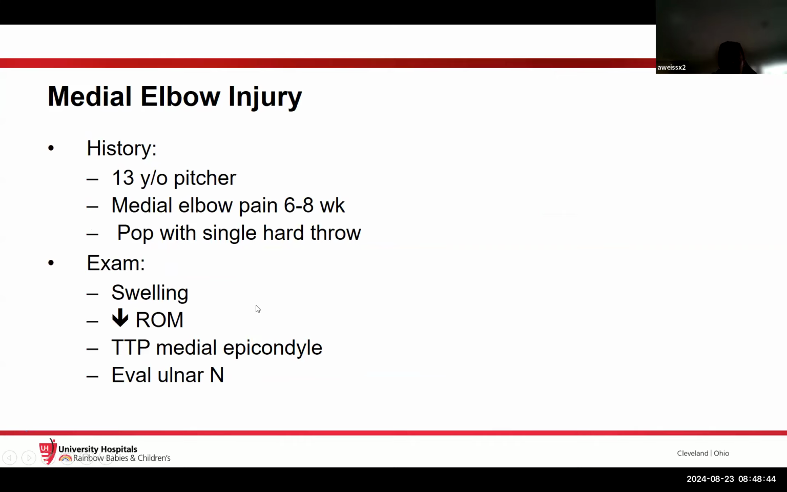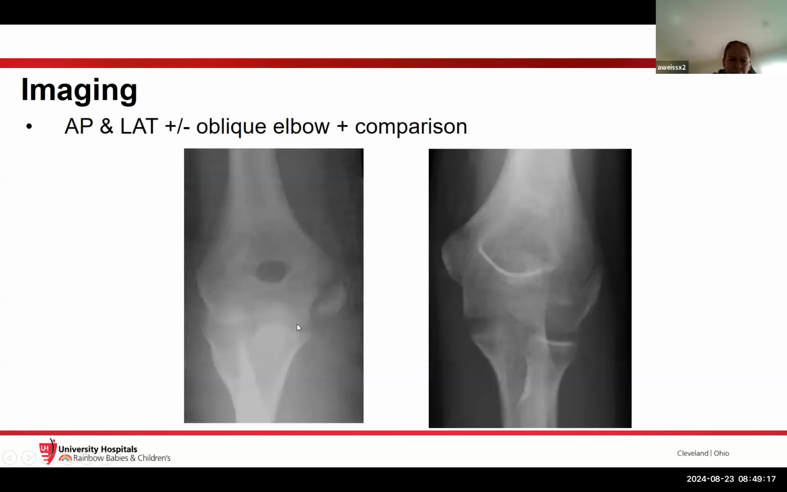Further elbow stuff, again, in the spring, we will be seeing a fair amount of this. We just got through this season. This was sort of a typical 13-year-old pitcher who had kind of achy medial elbow pain for a while. So, 6 to 8 weeks. And then with one single hard throw, felt a pop, had a lot of swelling, decreased range of motion, a decent amount of pain. Always important in these kids, whether they are chronic or acute, to evaluate the ulnar nerve, because the pitching motion can cause ulnar nerve injury and chronic stuff.